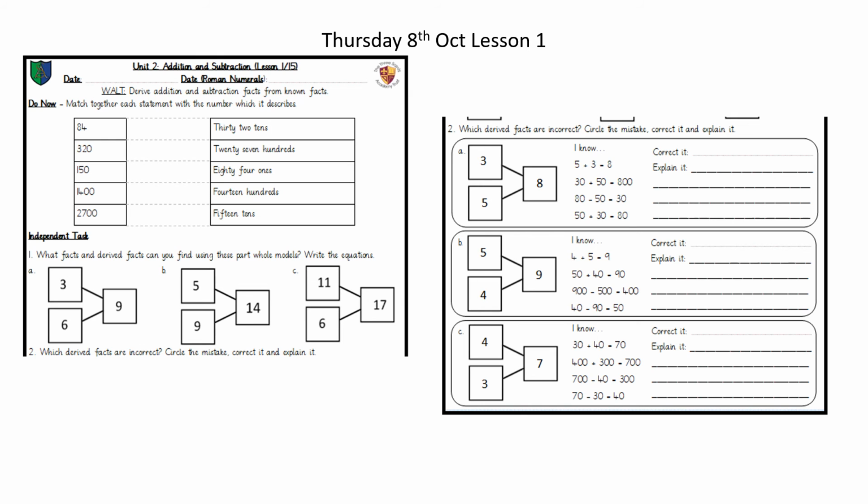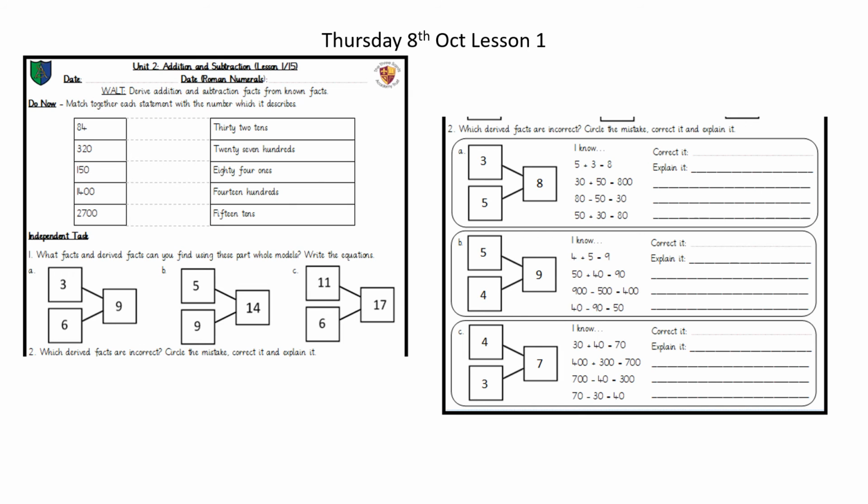If I've got 32 tens, I've got 32 lots of 10. I've got 32 multiplied by 10. 32 multiplied by 10 is 320. I wonder whether you can match the rest of them up. Then, for your independent task, don't get excited, it's not as easy as it looks.